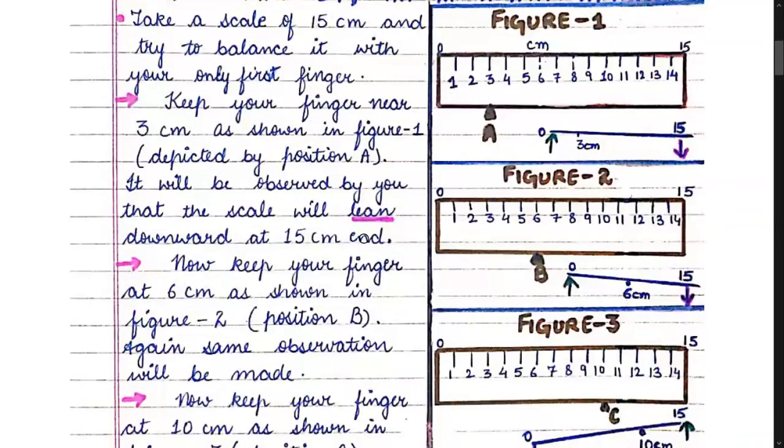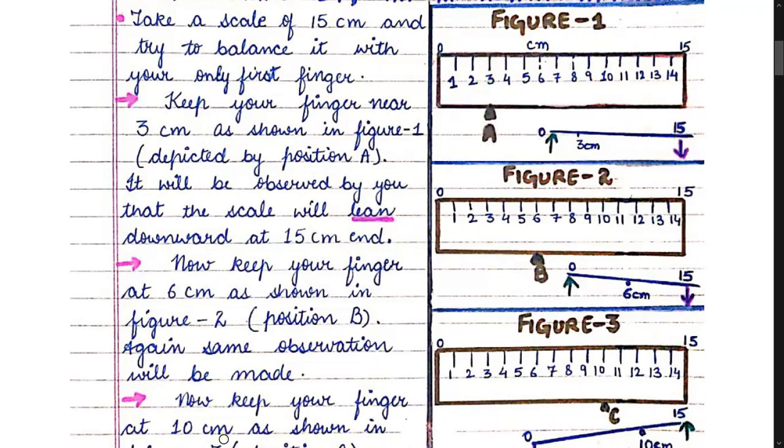For this, one activity was told to you. If you have a geometry scale which is of length 15 centimeter, and you place your finger below the scale at 3 centimeter, you will see that the other end, the 15 centimeter end, will move downward. It will depress downward, and the scale is unbalanced.